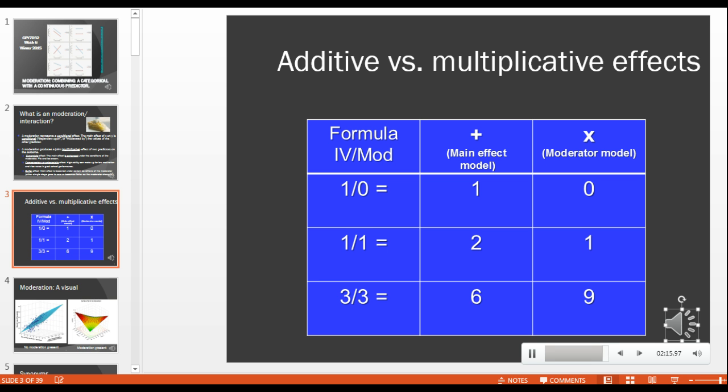So this is just a quick example of what moderation is doing. It is, again, not an additive effect where we're taking everything separately and adding it up. That would be a main effect, but a moderation is multiplying those things together.